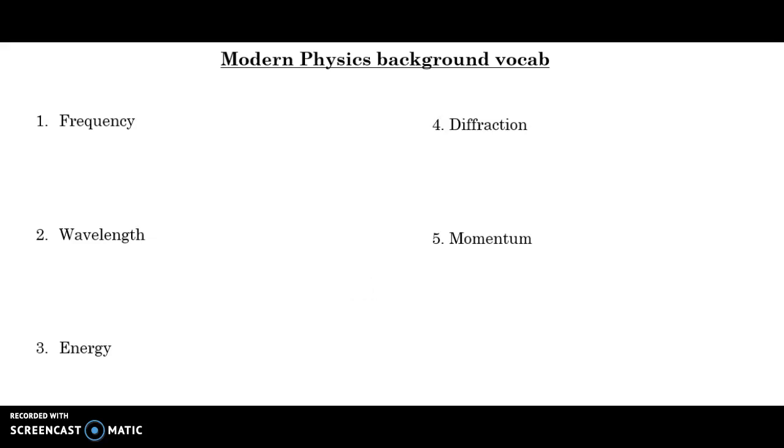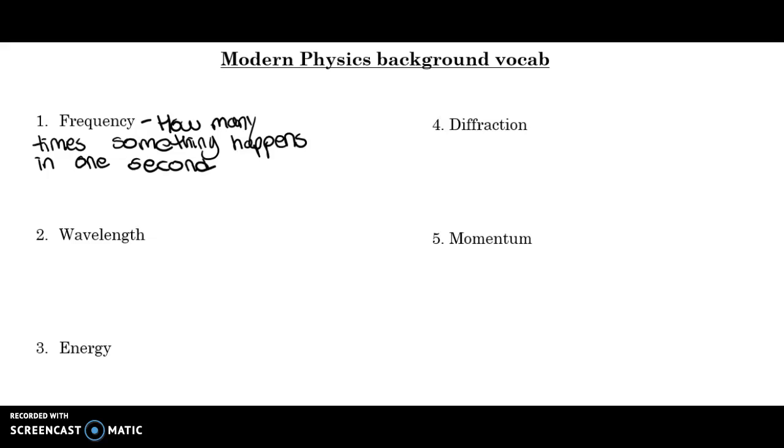Alright, so the first vocabulary word that we're going to define is frequency. And frequency we're just going to define as how many times something happens in 1 second. So you can think of this as when there's higher frequency, that means something is happening faster. So with electromagnetic radiation, everything on our electromagnetic spectrum, when we say that part of that spectrum has a higher frequency, what we mean is that this electromagnetic radiation is just going back and forth at a faster rate.